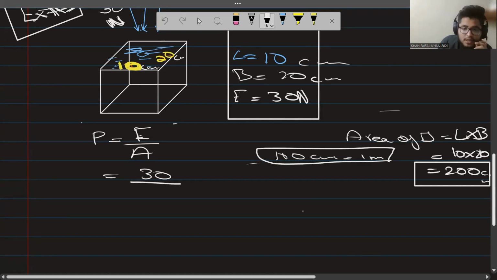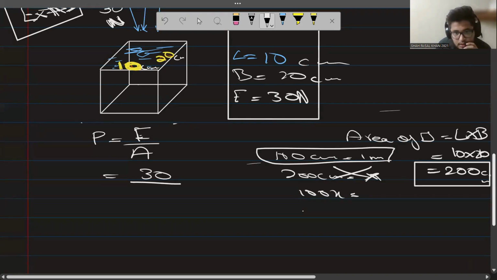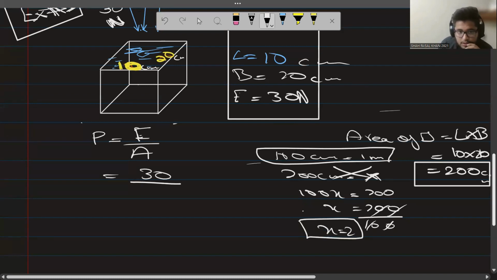So for 200 centimeter, it will be x. Then we cross multiply and it will be 100 x is equal to 200, and then x will be 200 upon 100, the zeros cancel and x will be 2. So it means that 2 meters square is the area.